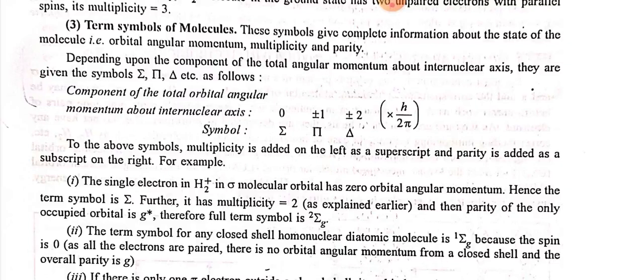Depending upon the component of the total angular momentum about the internuclear axis, there are symbols sigma, pi, delta as follows. The component of the orbital angular momentum about the internuclear axis is 0, plus or minus 1, plus or minus 2, and so on, in units of h upon 2 pi. The symbol for 0 is sigma, for plus or minus 1 is pi, and for plus or minus 2 is delta.